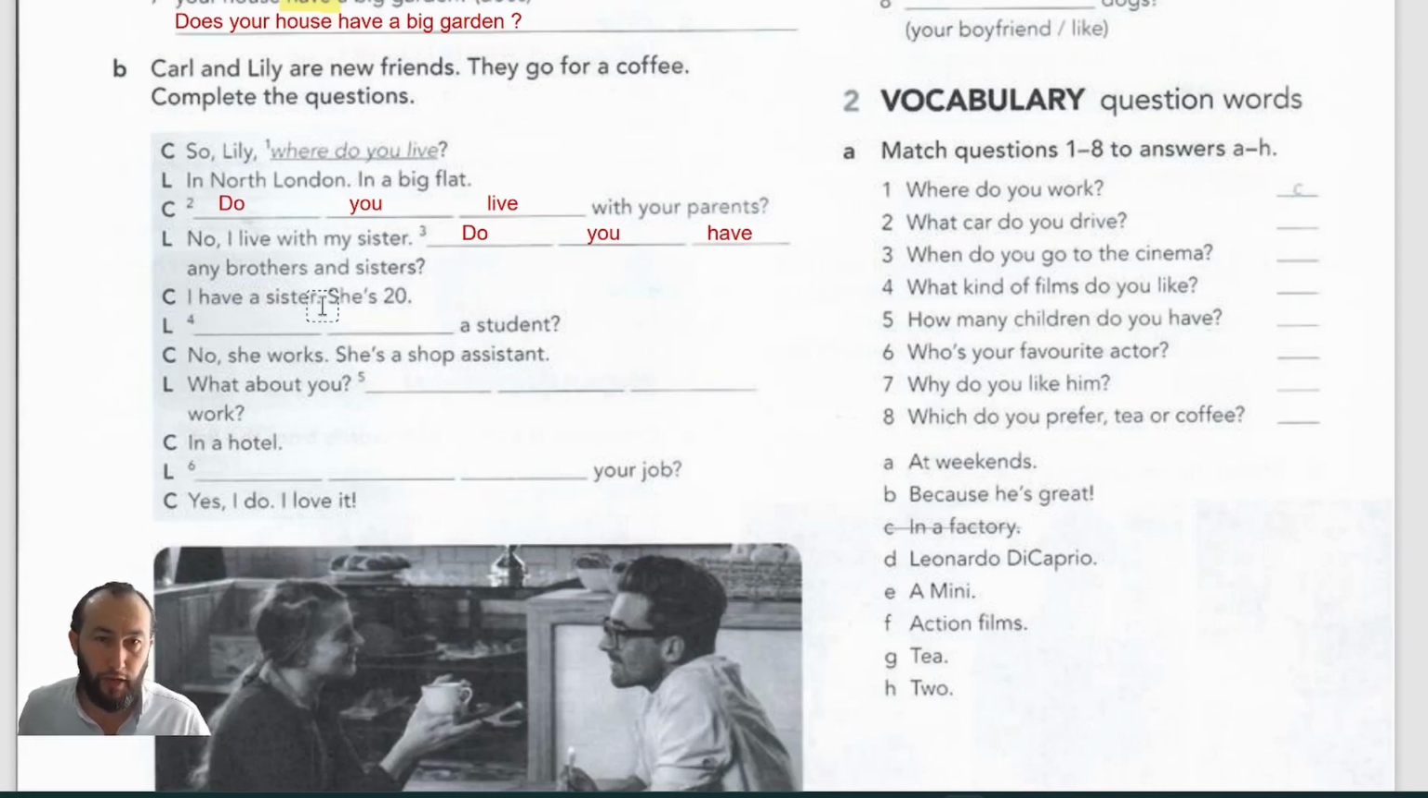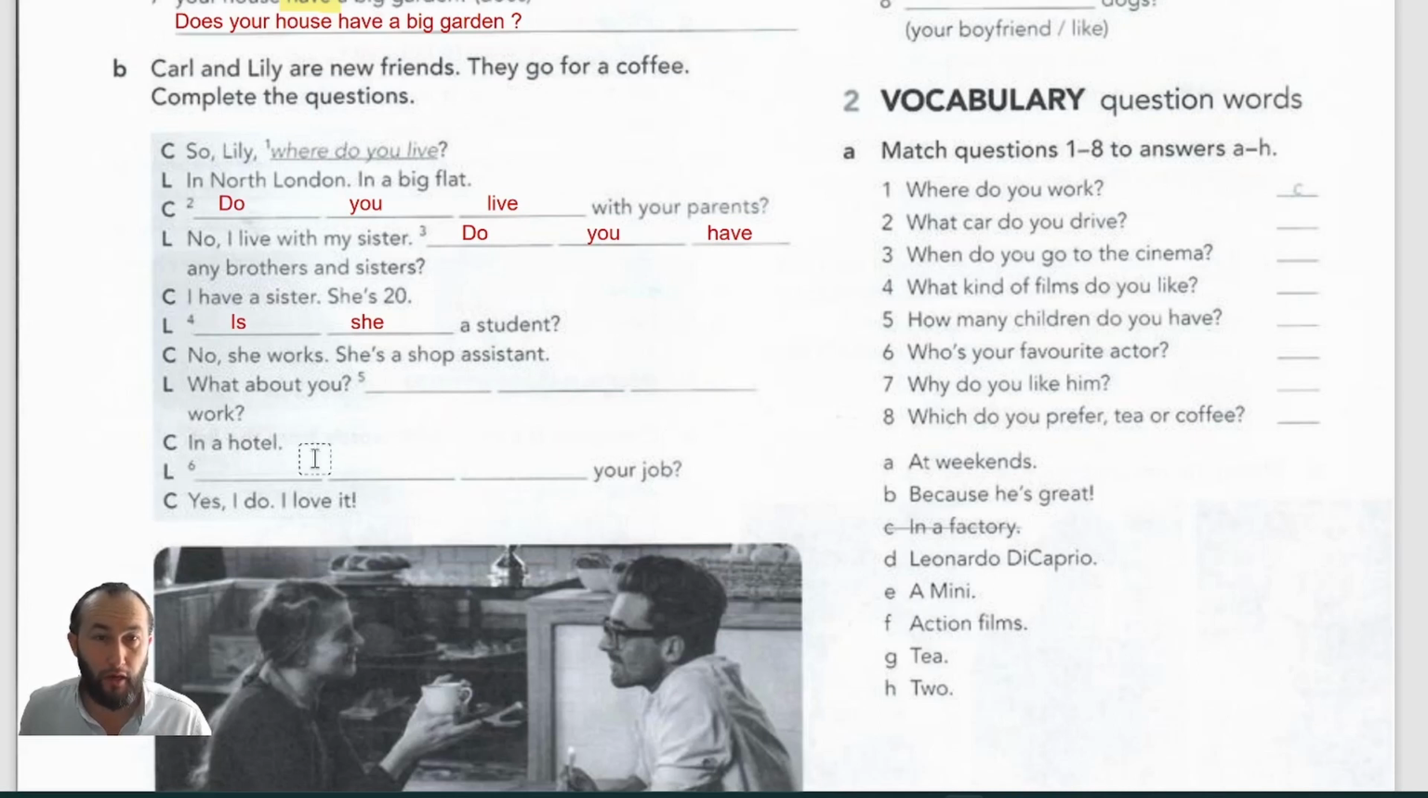A student, blah, blah, a student. No, she works. So we're going to put here, is she? Because we're asking about Carl's sister. So, is she a student? Carl goes like, no, she works. She's a shop assistant. And Lily's asking, what about you?